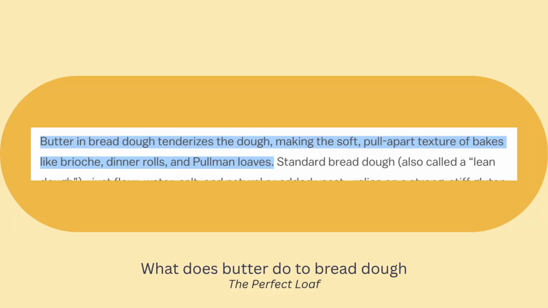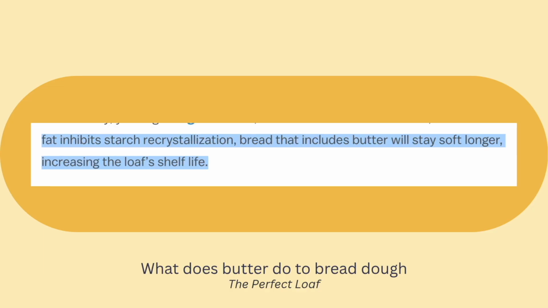According to The Perfect Loaf, butter in bread dough tenderizes the dough, making the soft pull-apart texture of bakes like brioche, dinner rolls, and Pullman loaves. As fat inhibits starch recrystallization, bread that includes butter will stay soft longer, increasing the loaf's shelf life.